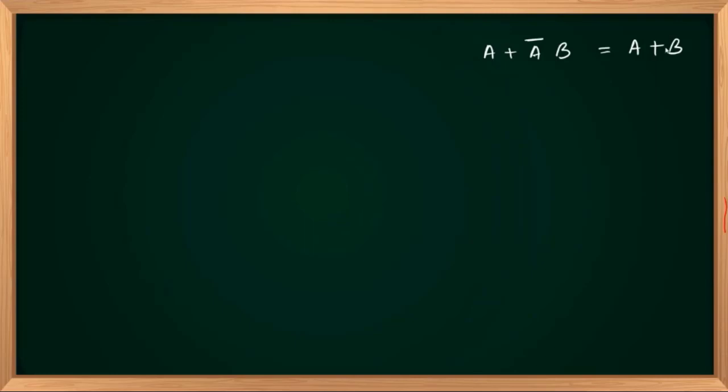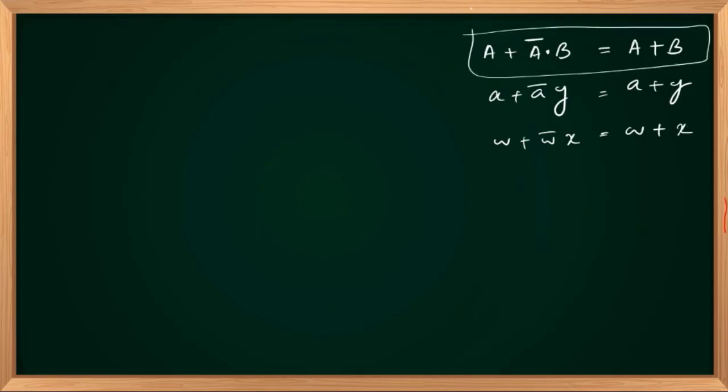A + a bar b is equal to a or b. A + a bar y equals a + y. Or w + w bar x is nothing but w or x. So a + a bar b is equal to a + b.